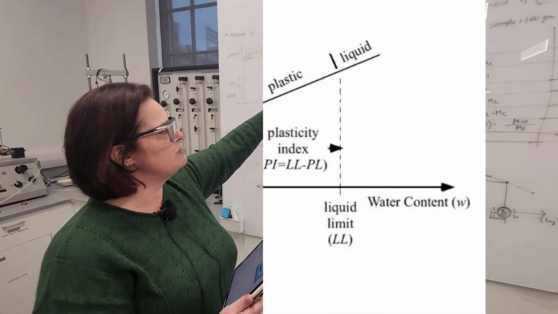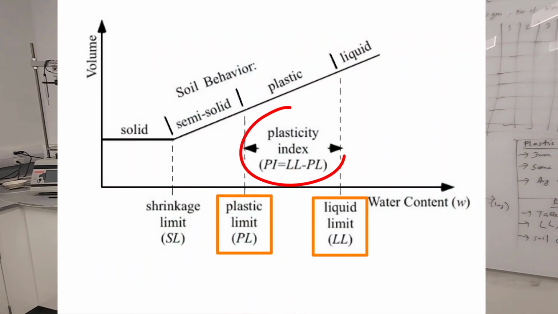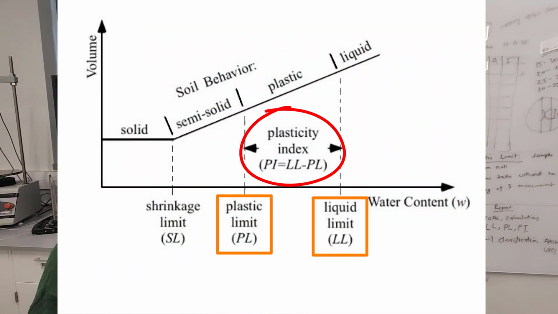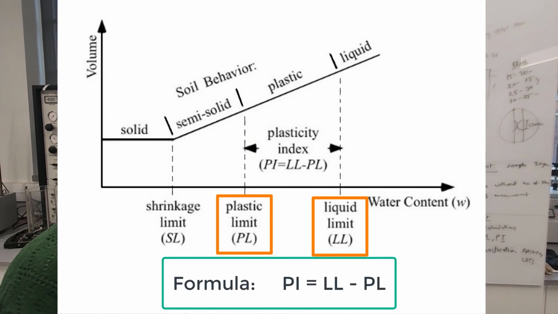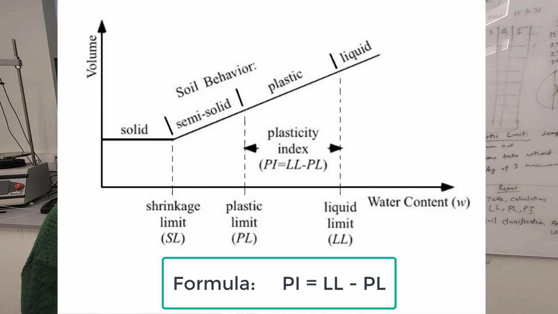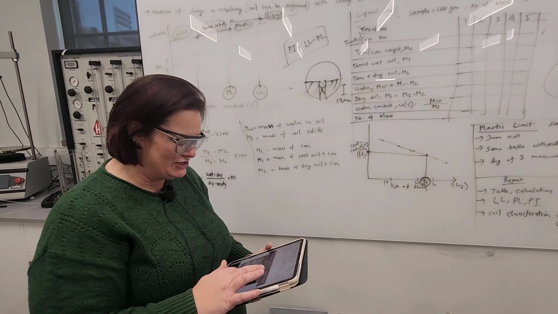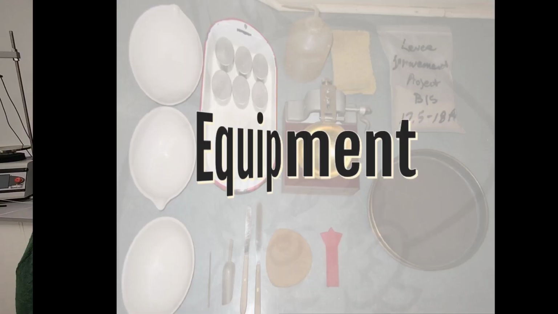The relationship between the two is the plasticity index, and that's one of the most important concepts utilized in soil classification and in constructability of soil.